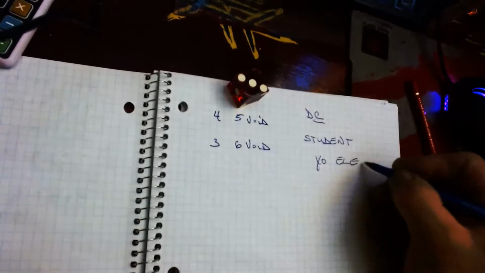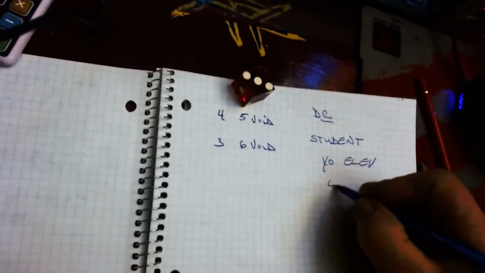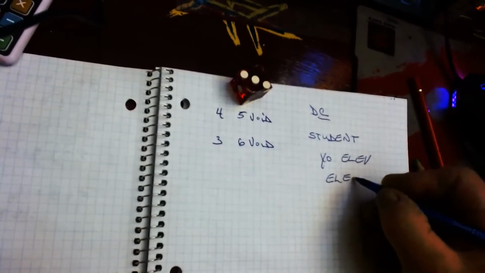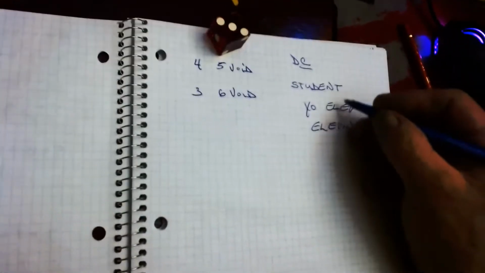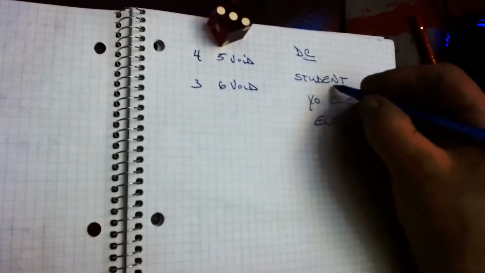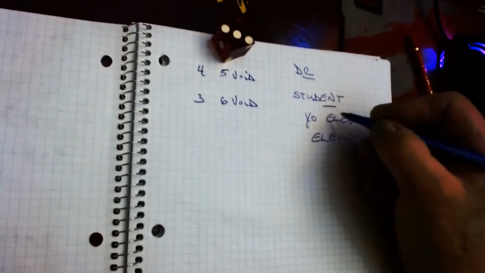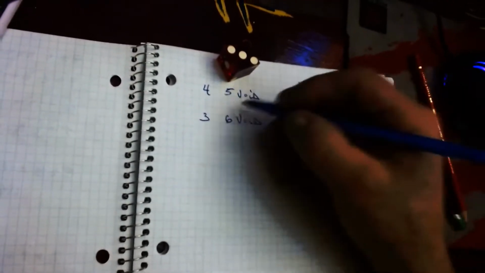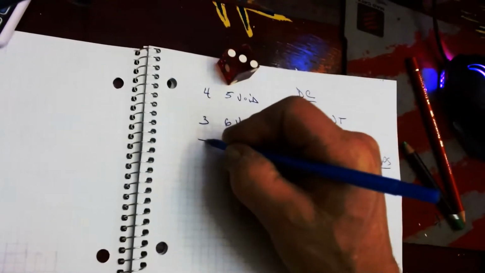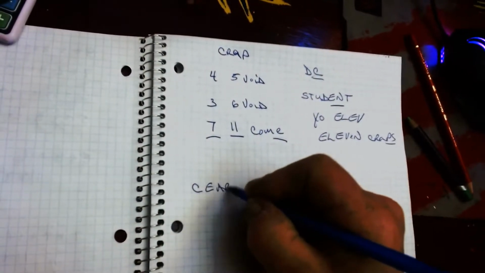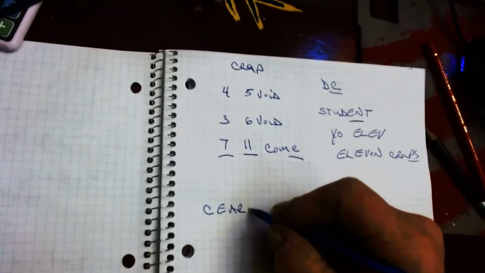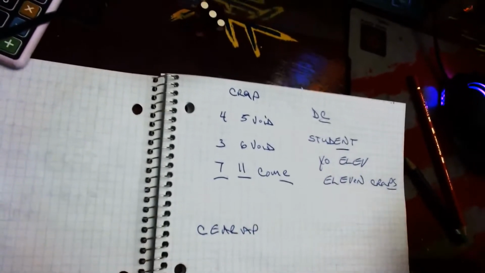Eleven, 11 craps. Although this might mean 11, for me it's student. ENT, the entity stud, created from DC, 5 and 6, 3 and 4, 7, come 11. And that is the game of craps. C-A-R, it's a wrap. Caesar wrap.